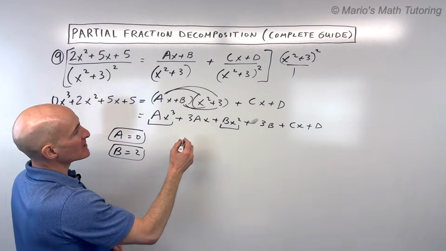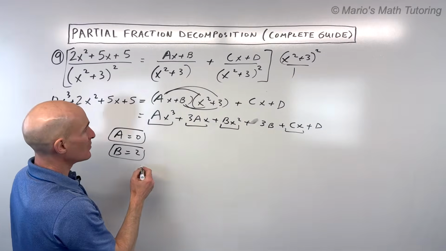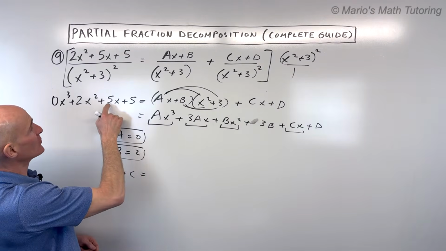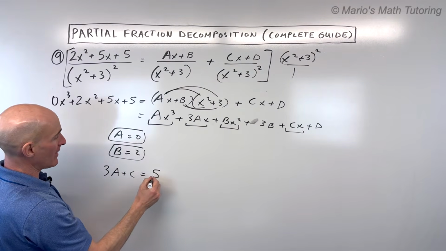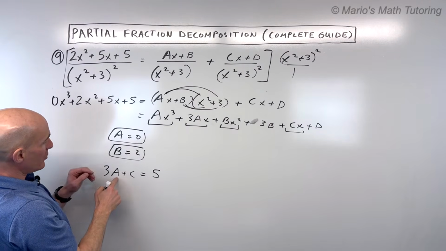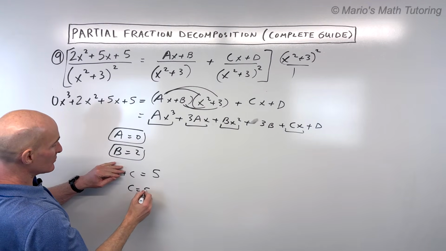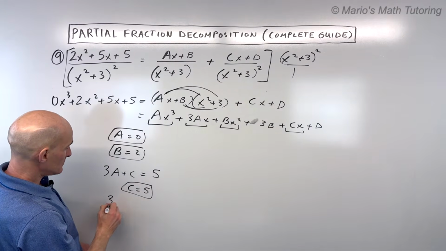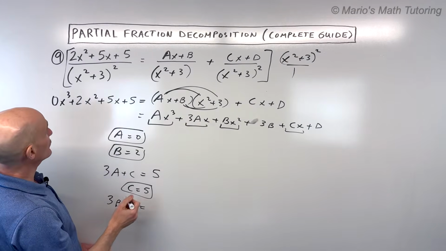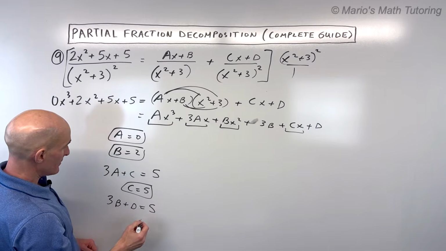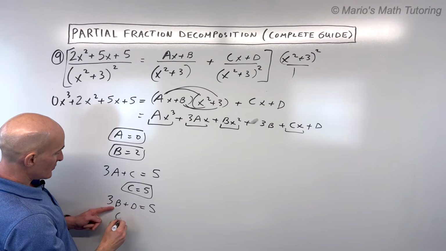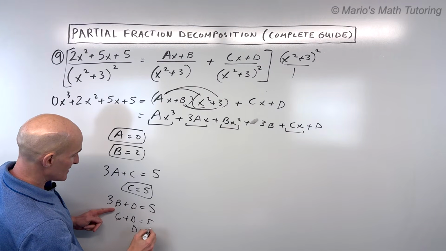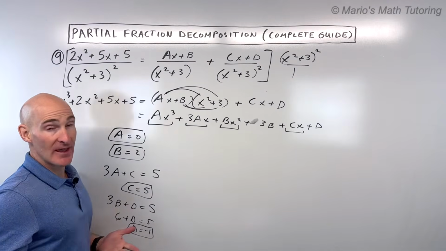And now let's see, for the x terms, we've got 3ax and cx. So we've got 3a plus c. Notice I'm just using the coefficients. I'm not using the x's. Is equal to the coefficient in front of the x term here. That's equal to 5. But we know if a equals 0, 3 times 0 is 0. So that tells us that c is equal to 5. Okay, that's great. And then the constants, 3b plus d, is equal to the constant here on the left side, which is equal to 5. We already know that b is 2, so that's going to be 3 times 2 is 6, plus d equals 5. Subtract 6. That means that d is equal to -1. That was pretty easy, right?